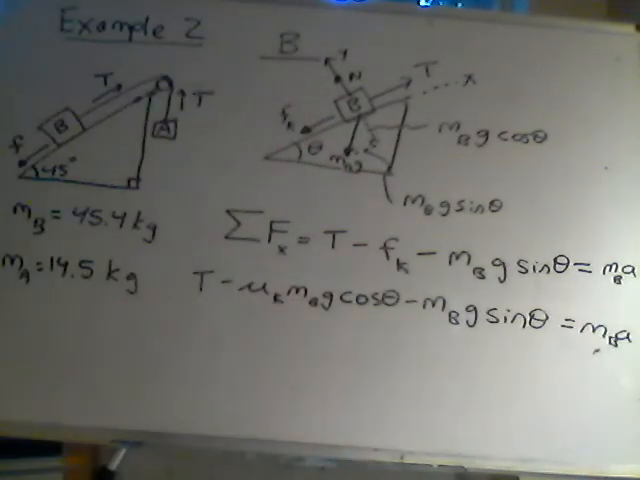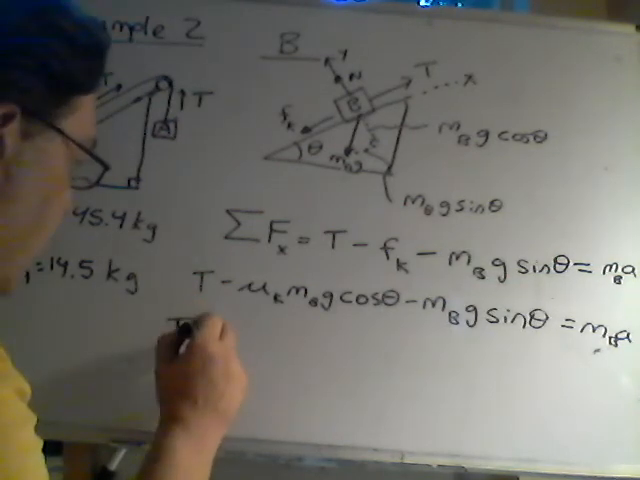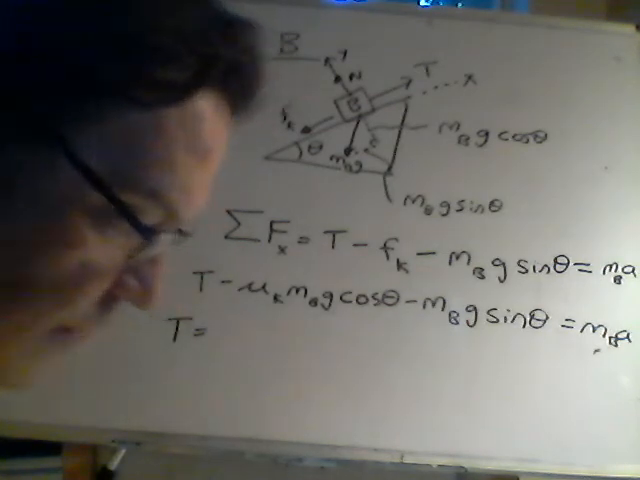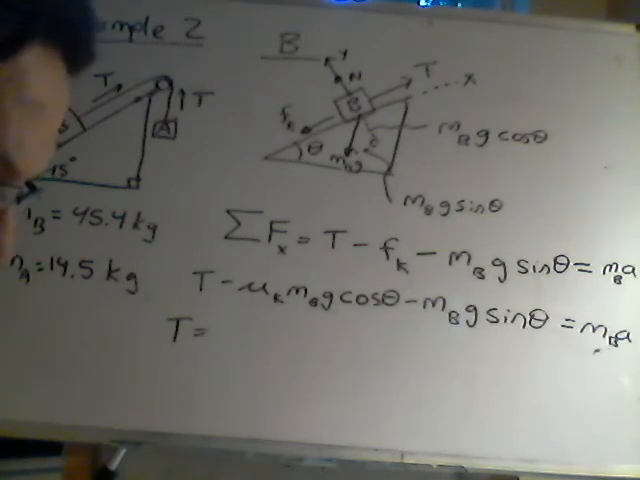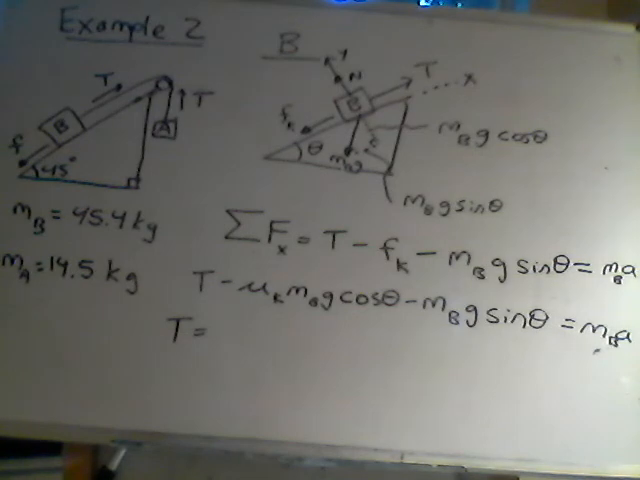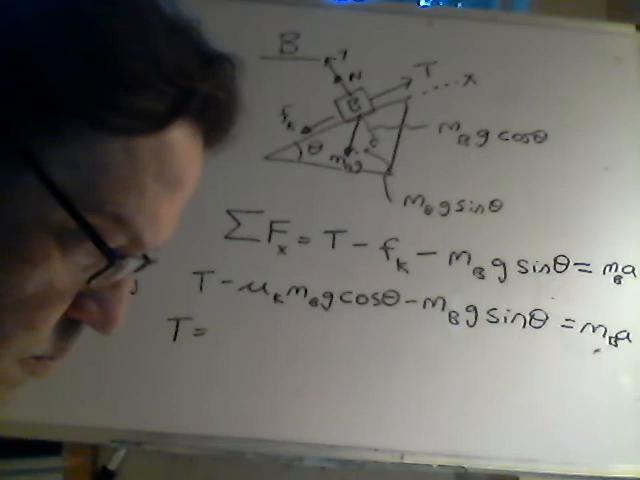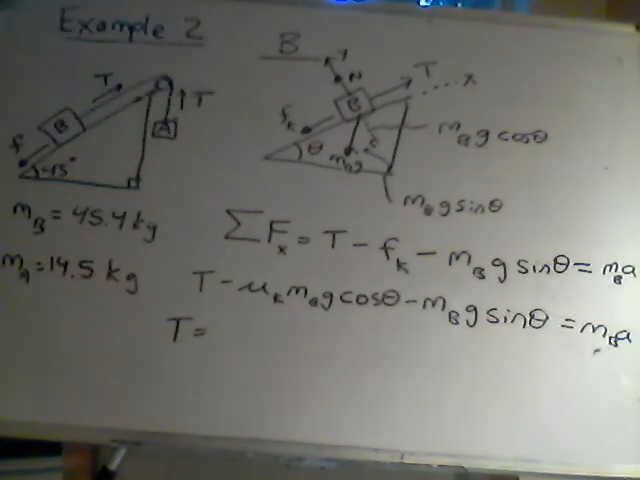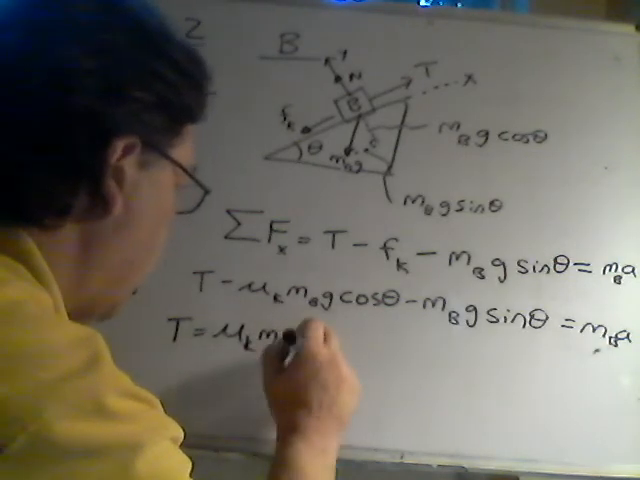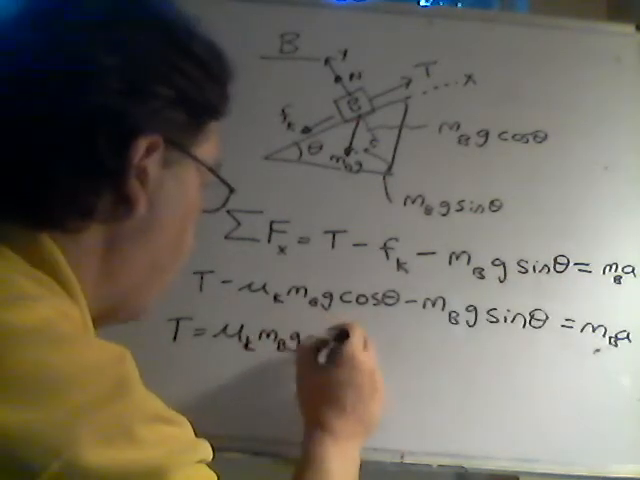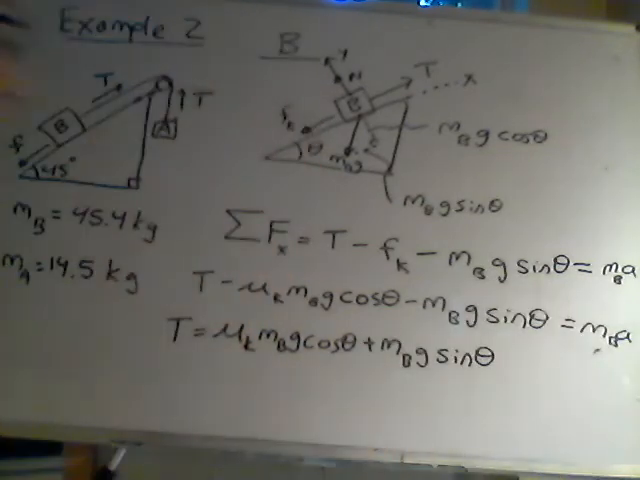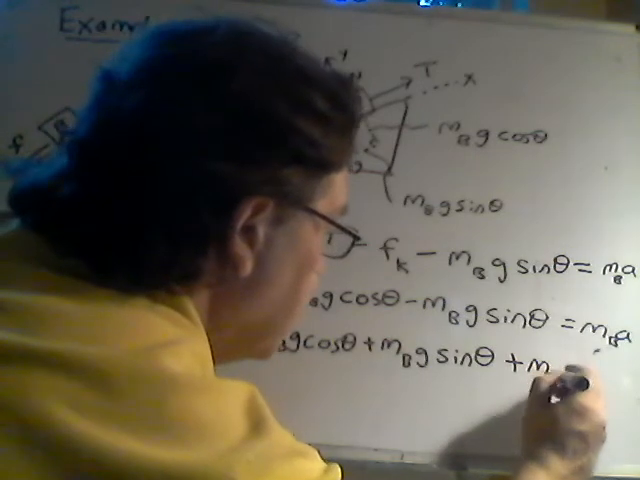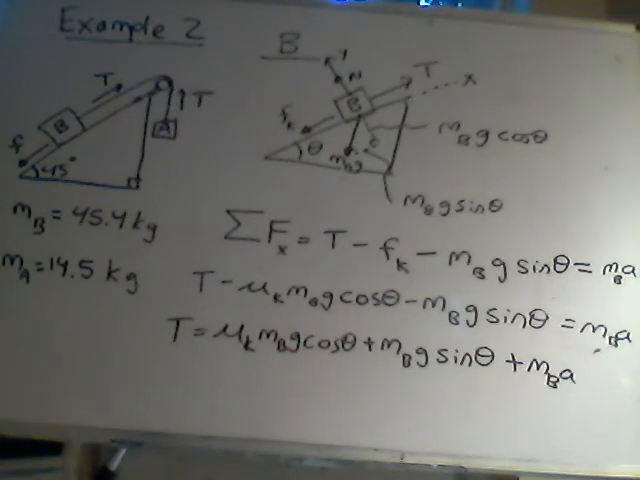Okay, that's what I have now. And what I'm going to see is that I'm going to end up having two equations, two unknowns. So let's just solve this first equation for the tension, the tension in the cable. I'm going to throw everything on the other side. So it's going to be mu sub k, m sub b, g, which becomes positive, cosine theta, plus m sub b, g, sine of theta, and this m sub b, a is already on the other side of the equation, so plus m sub b, a. There you go. That's the equation I get for the block B.